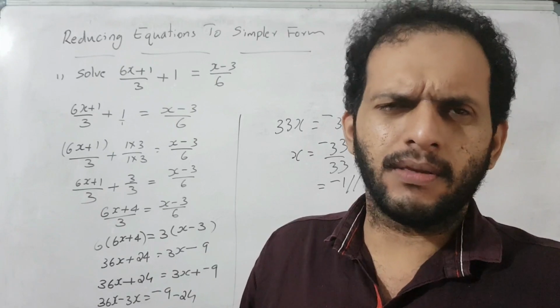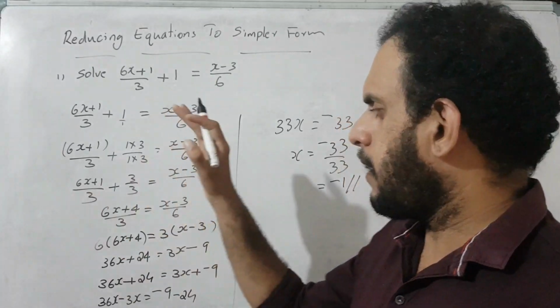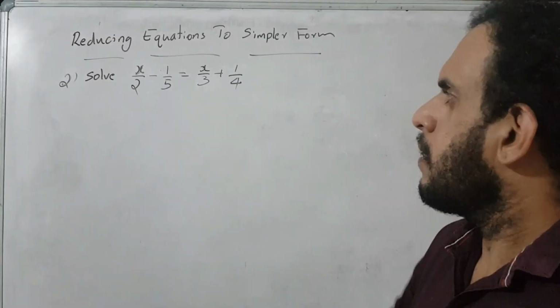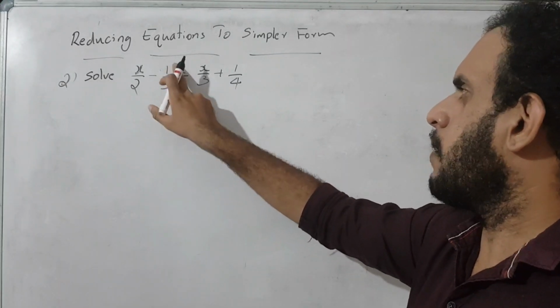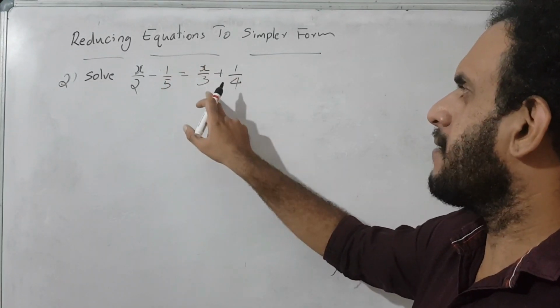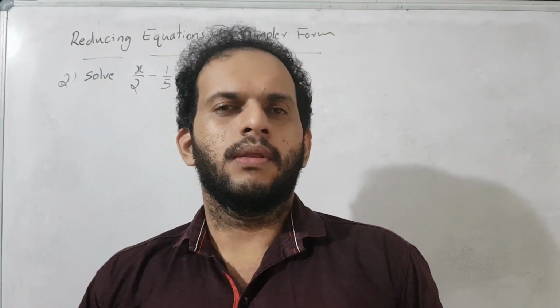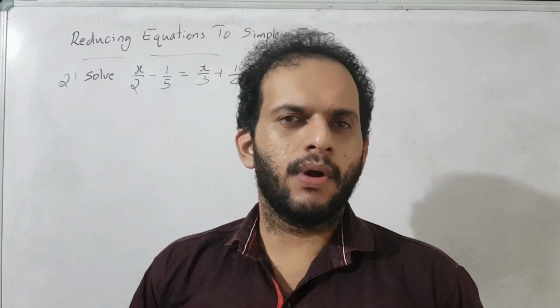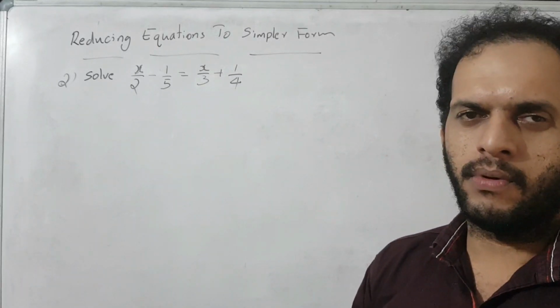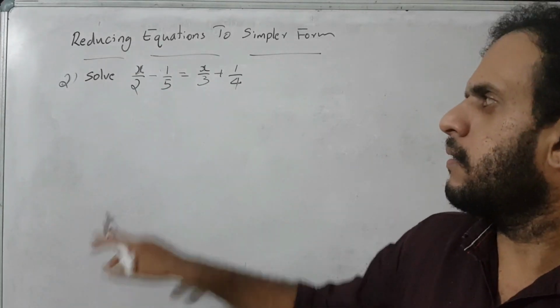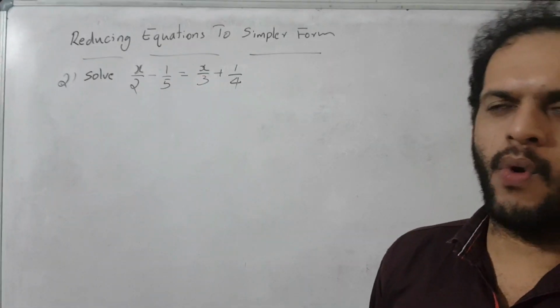Okay, I think you got the idea of this question. The next question: solve x by 2 minus 1 by 5 is equal to x by 3 plus 1 by 4. Here also the equation is given in the form of fractions. But what is the difference from the first and second? Here the denominators are not common.